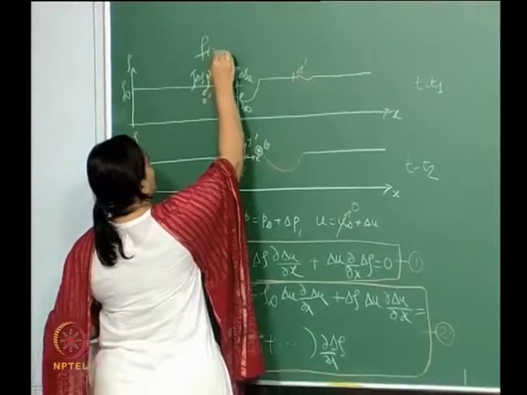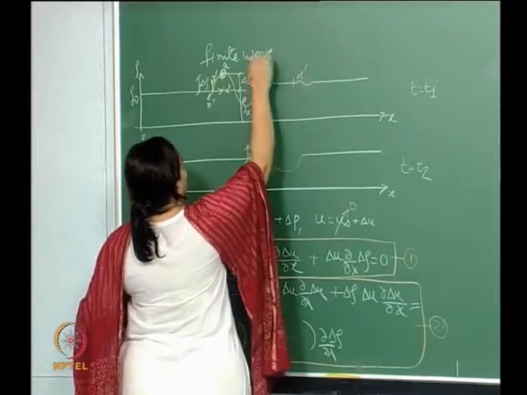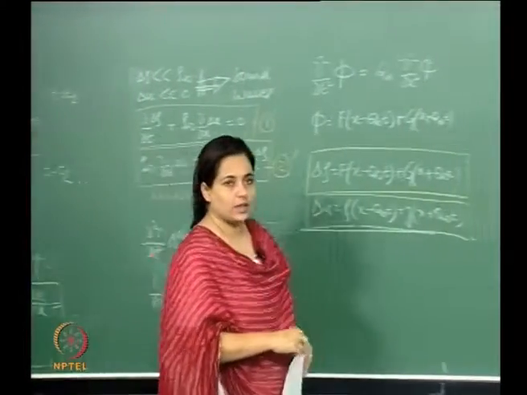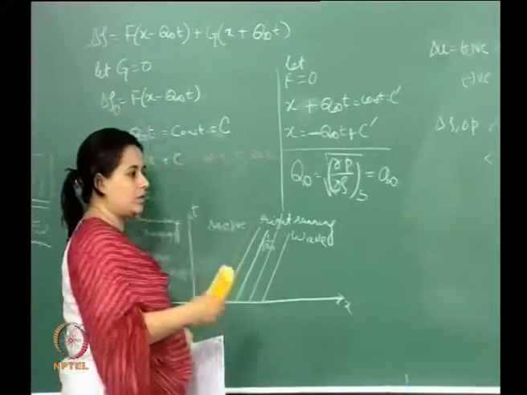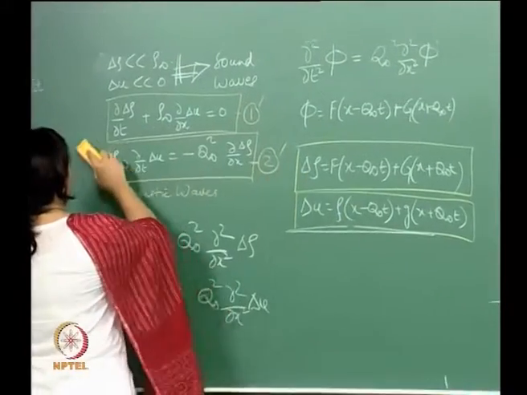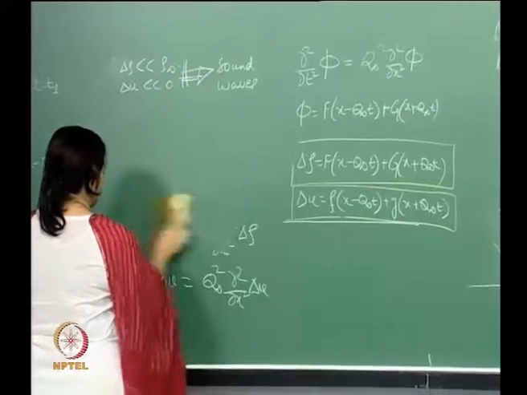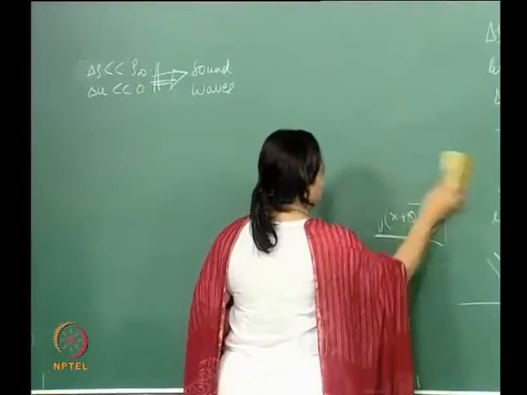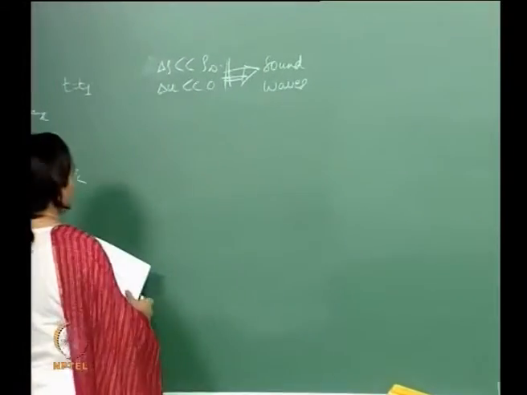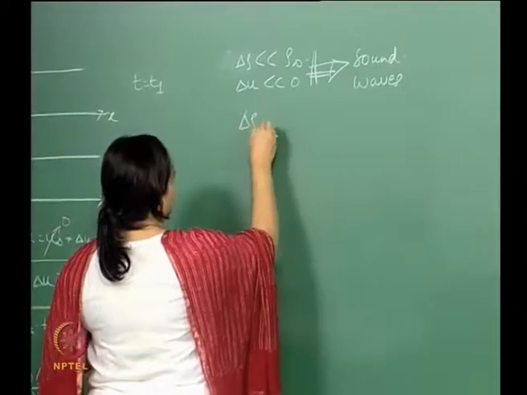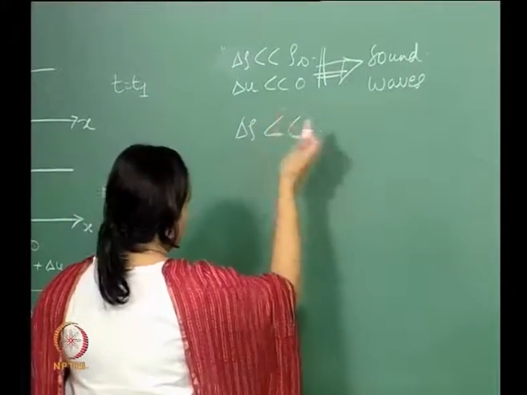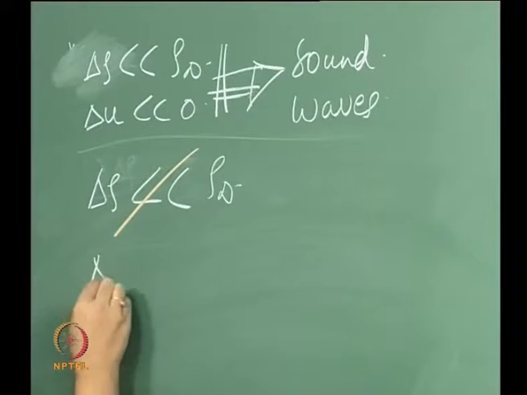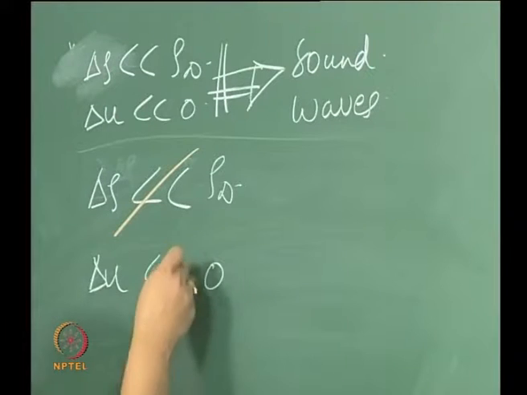So, this is my finite wave. I think we will just begin this and take it forward in the next lecture. Let us see how we can go forward with this. We will go back to our governing equations, right back to our governing equations, and what happens here is that delta rho is not less than rho infinity, and delta u is not less than this.